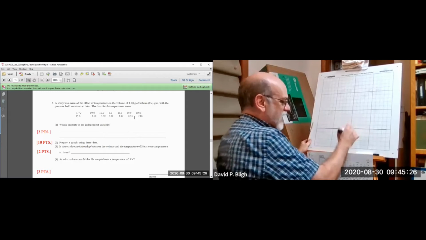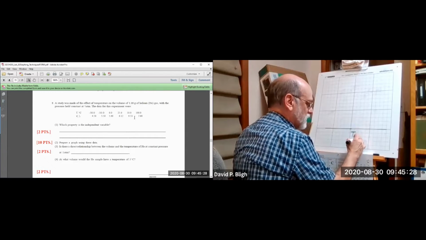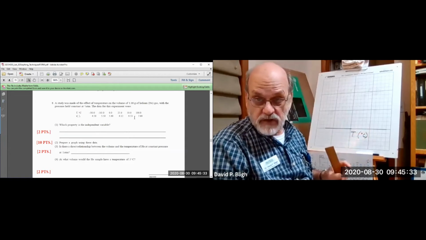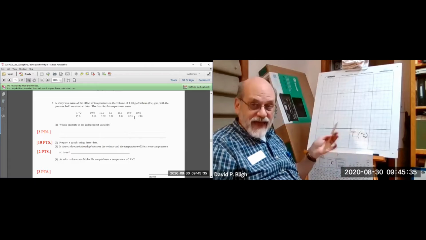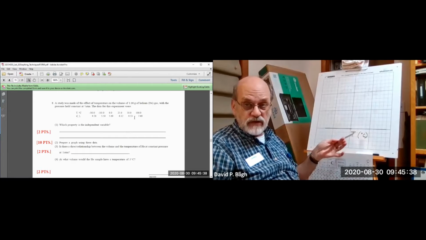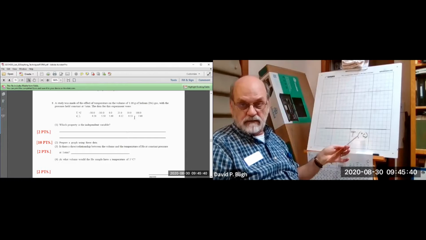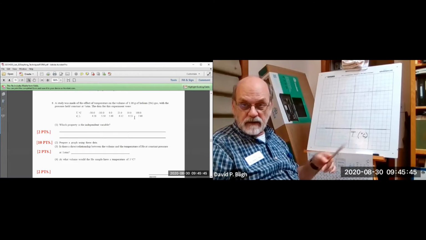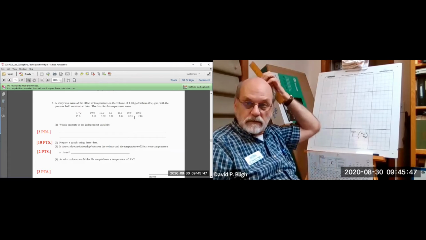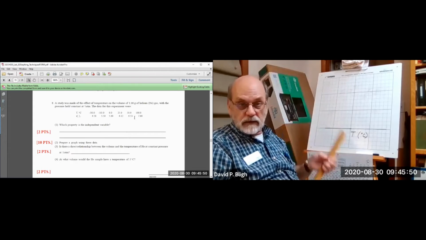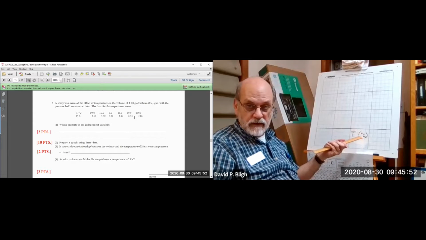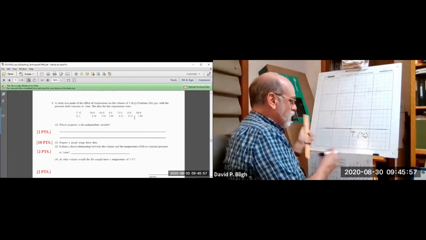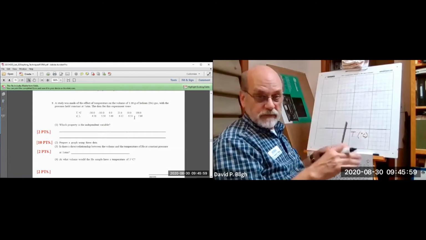So you identify that axis as temperature, and the units of measure. If you identify the axis as temperature without the units of measure, it means nothing. It could be Kelvin, it could be Fahrenheit, it could be a made-up system that we know nothing about. You have to put the units there. Otherwise, the labeling is incomplete.